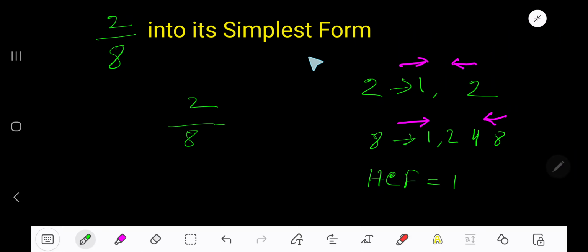2/8 into its simplest form. To simplify this fraction, we need to divide numerator and denominator by the highest common factor.